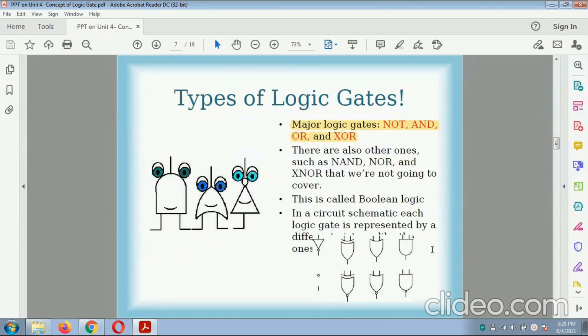So, types of logic gates. The major types of logic gates are NOT, AND, OR, XOR. This is the diagram. This is an AND gate, this is an OR gate, and this is a NOT gate.